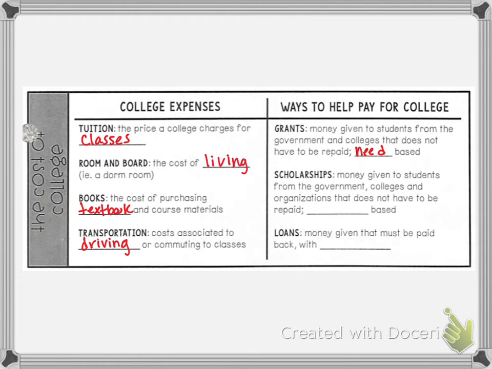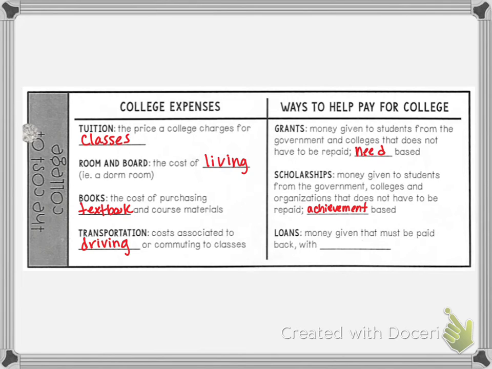Okay. You have scholarships, which you apply for. It's money given to students from the government, colleges, and organizations, and they do not have to be repaid. Those are achievement based. So in the scholarship application, they'll ask, what have you done in the past 4 years in high school and 3 years in middle school for us to give you the money? Did you make all A's and B's? Did you do volunteer hours? That kind of achievement is what they're looking for.